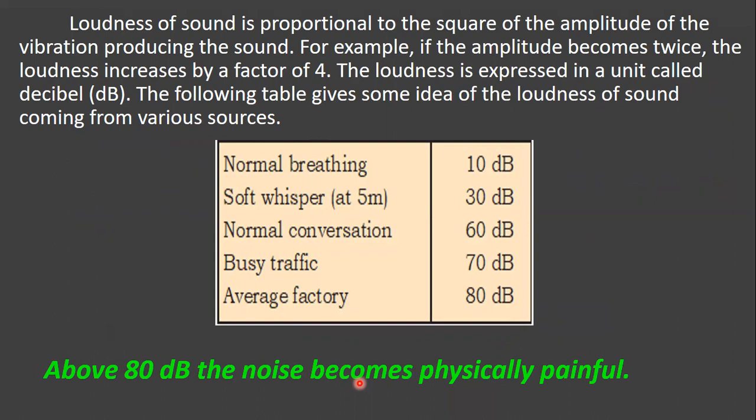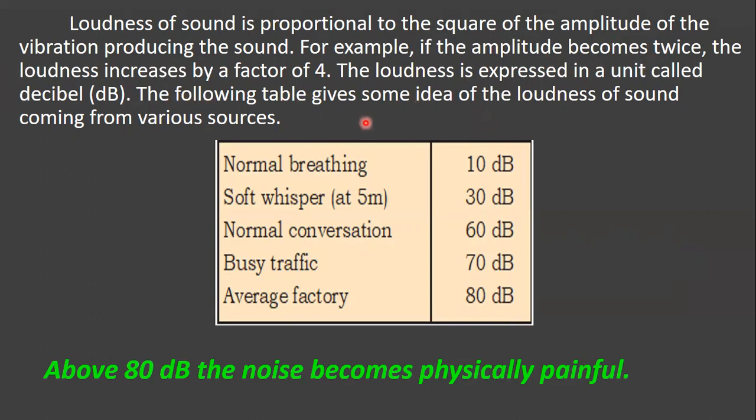Now the loudness of the sound is proportional to the square of the amplitude of the vibration producing the sound. For example, if the amplitude becomes twice, the loudness increases by a factor of 4. And here the loudness is expressed in a unit called decibel.